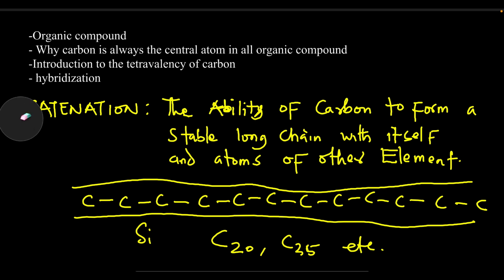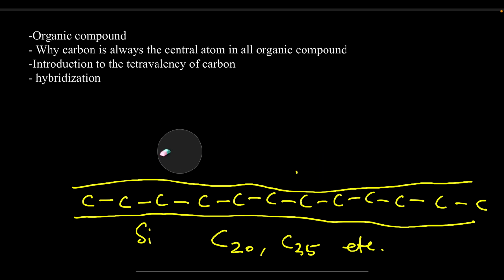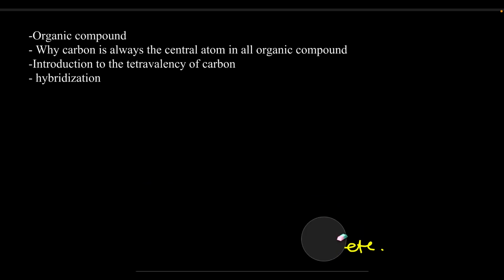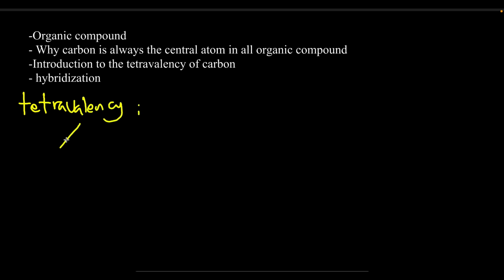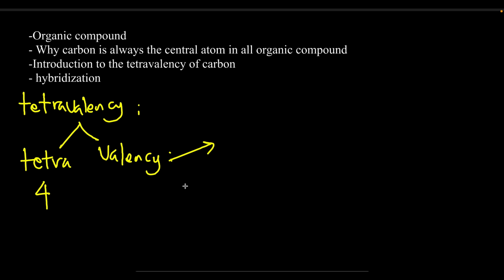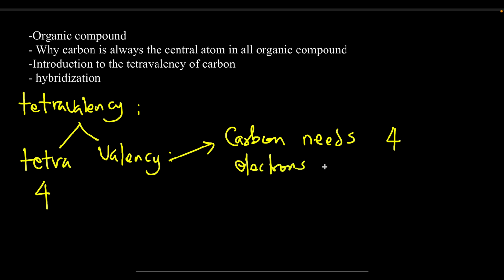Now let's look at the next property of carbon, tetravalency of carbon. Let's break this down. We have tetra and we have valency. Tetra means four. And valency deals with the number of electrons that carbon needs to form a bond. Carbon needs four electrons to form a covalent bond.